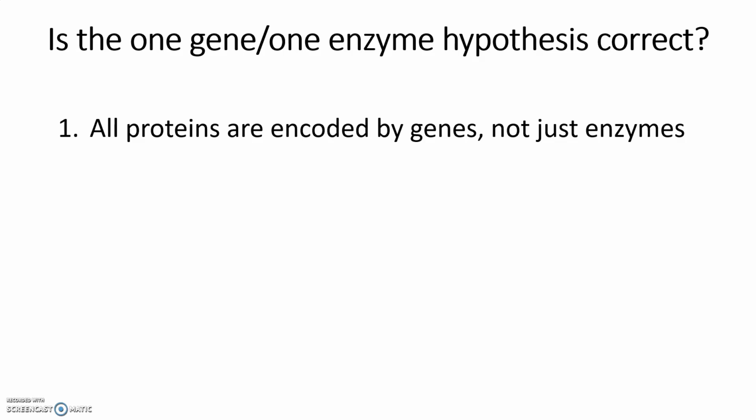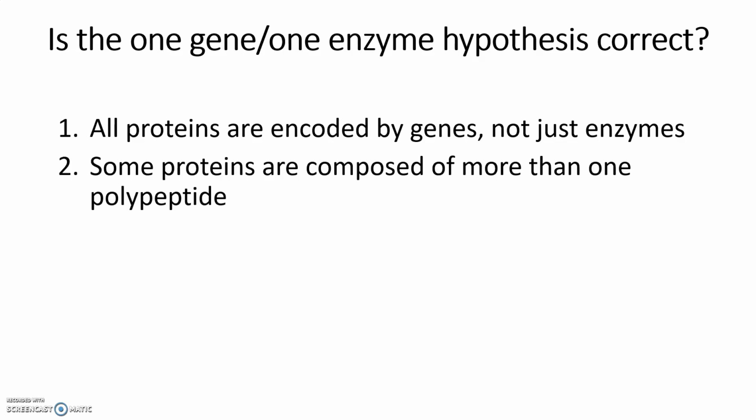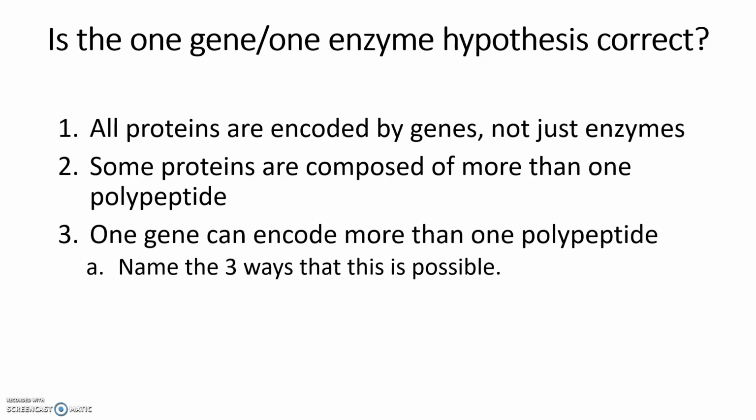Would that be accurate? No, because some proteins are more than one polypeptide. So what is the difference between a protein and a polypeptide? A polypeptide is that amino acid sequence. It's just sequential. A protein is the functional unit. Usually a polypeptide has to be altered or modified before it's a functional protein.